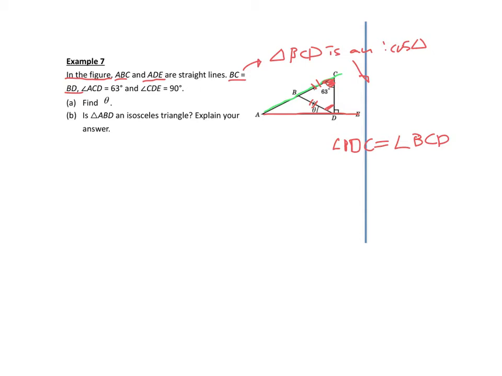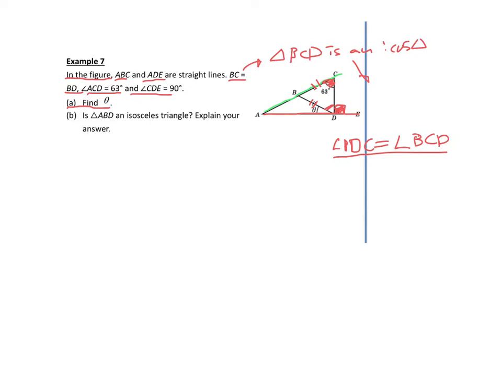But can we use this one? We don't know yet. Then we go through the question. Angle ACD is equal to 63 degrees. That is what we used. And the last one is angle CDE is equal to 90 degrees. This one. Now we go to part A. We need to find the angle theta.